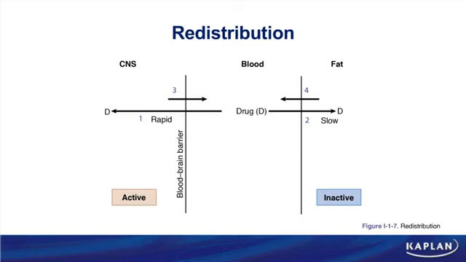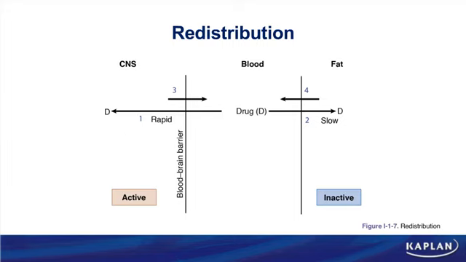Redistribution is illustrated in this figure. So if I administer a drug, and let's say that drug is thiopental, that's our example, the drug is going to go more rapidly into the CNS compared to the fat, even on initial distribution. Can you explain why? Why does that drug move more rapidly into the CNS initially compared to the fat?